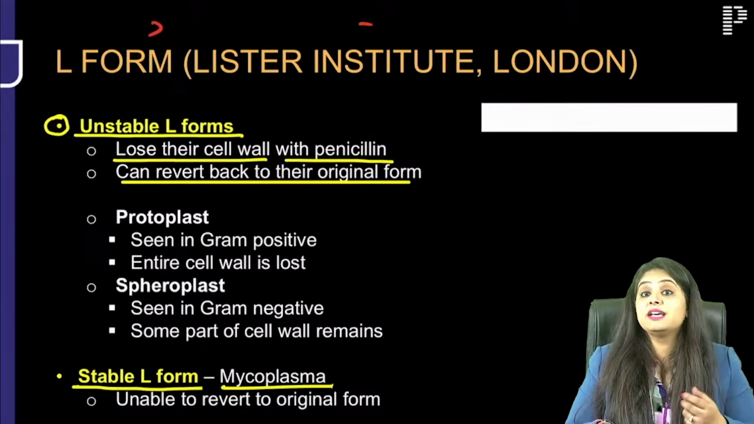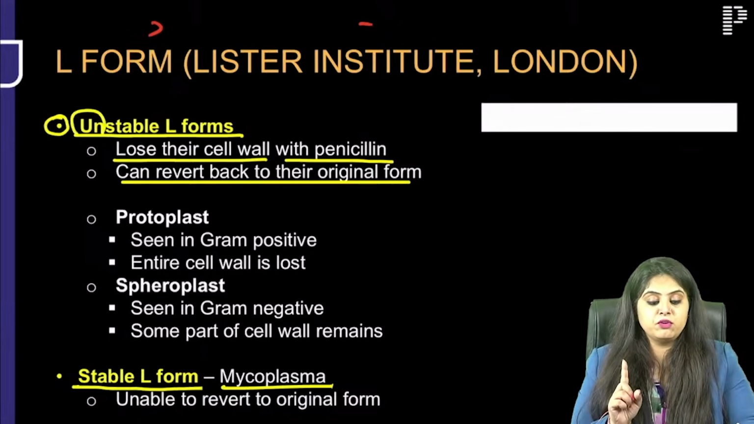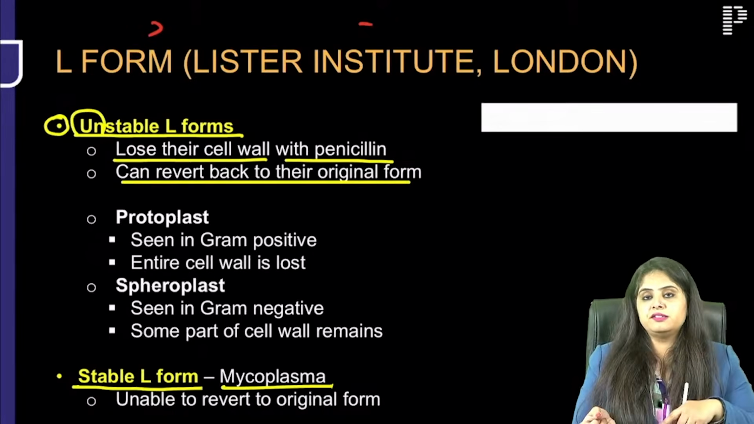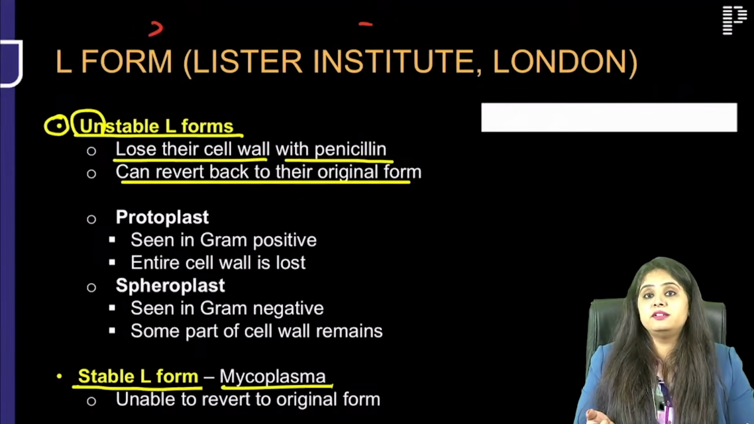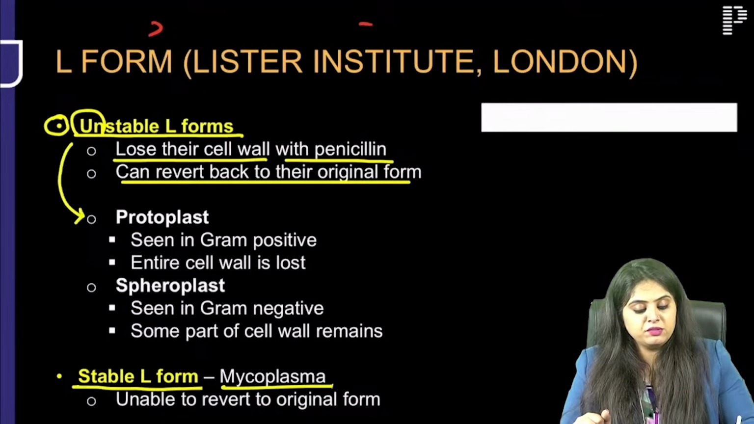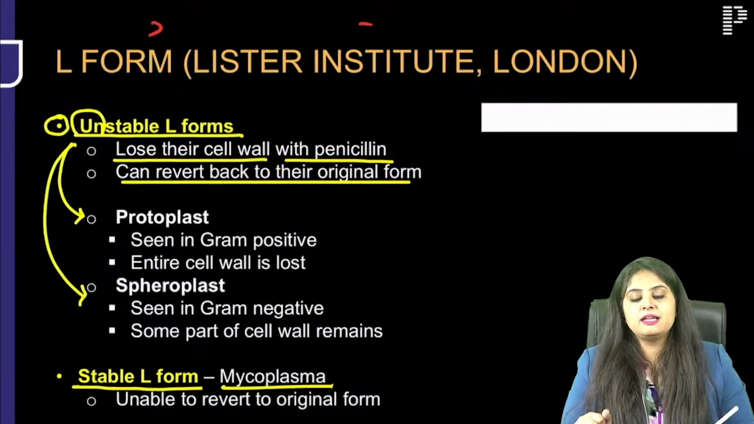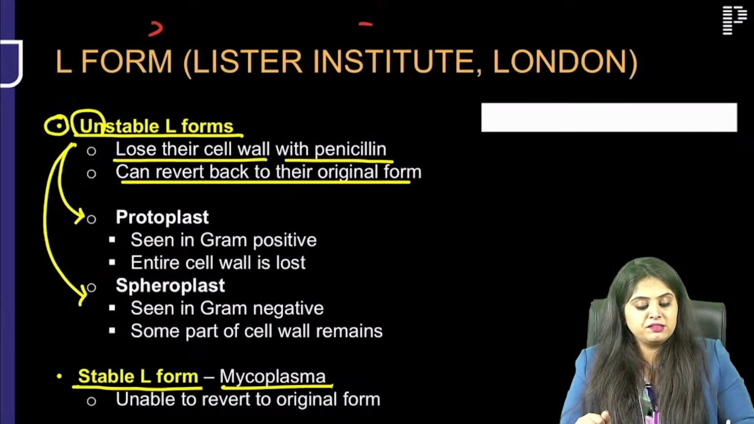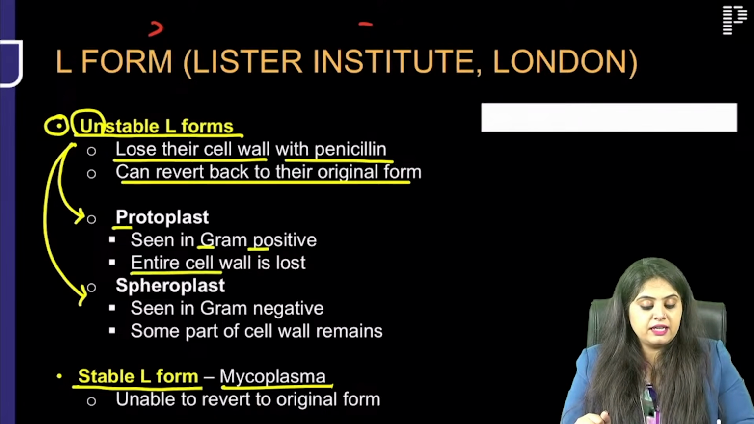So they are what? They are unstable. They are not keeping in one form. They are going no cell wall, yes cell wall, no cell wall, yes cell wall. They are dodging left, right. That is why they are unstable. Unstable L forms are of two types, protoplast and spheroplast. Protoplasts are usually seen with gram-positive organisms in which the entire cell wall is lost.